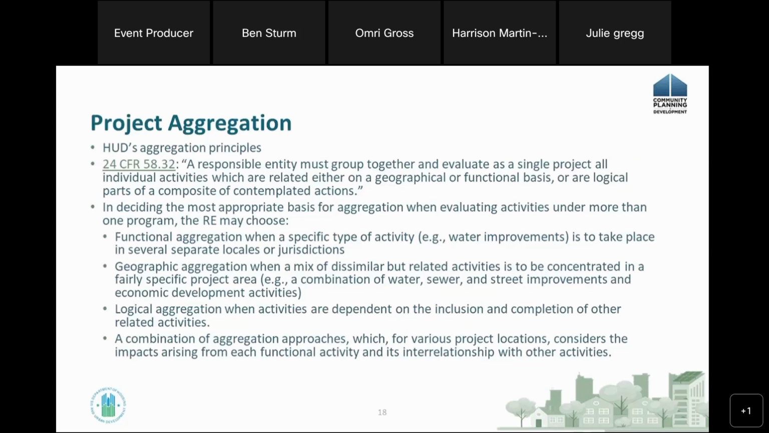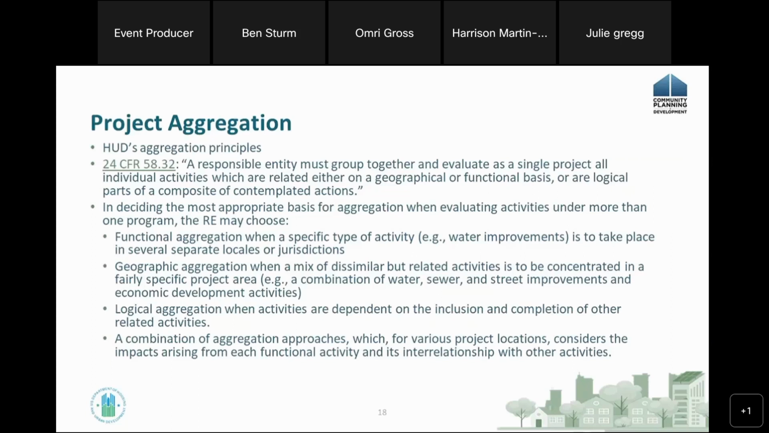A geographic relationship is when a mix of dissimilar activities is to be concentrated in a fairly specific project area. So for instance, if you have a demolition of a structure and construction of a parking lot to serve a larger new development project. The actual HUD assisted project could be this larger new development, but there's also demolition that has to occur on the site to remove structures, and there has to be a construction of a parking lot to serve this larger new development. The demolition and the construction of the parking lot are related activities. They're geographically related by the same site.